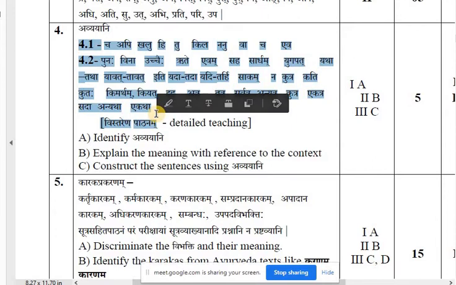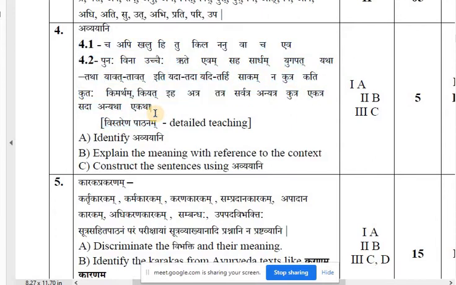Avyayani means what? A kind of word that does not have a table like Ramaha, Ramo, Ramaha, Ramam, Ramo, Raman. They are used directly in the sloka, in the Sanskrit paragraph or sentences. For example, cho is there. Here cho means and. So cho will be used directly in the sloka or in a Sanskrit sentence, right? It does not have a form. It is indeclinable.